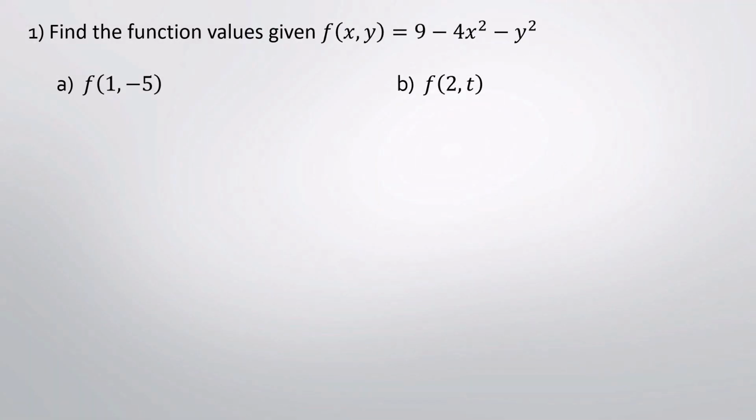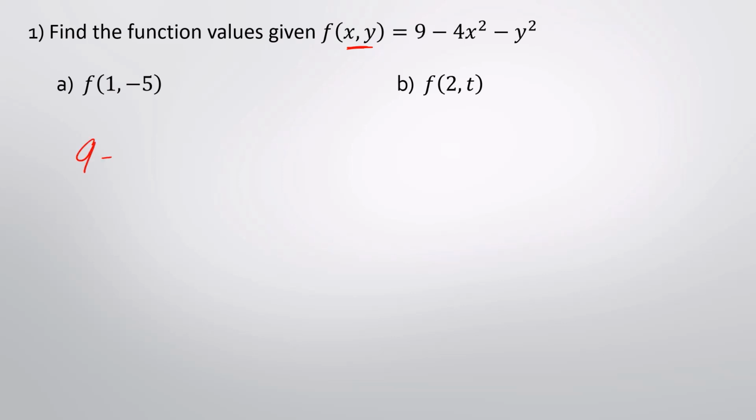First couple of questions on this review are just evaluating functions at specific points or ordered triples. So in this case, notice this is a function of x and y, and it just wants us to plug those values into their corresponding spots. As it's defined here, x is first, y is second. So for part A, I'm going to be plugging in a 1 everywhere x is and a -5 everywhere y is. So let's go ahead and just do that step.